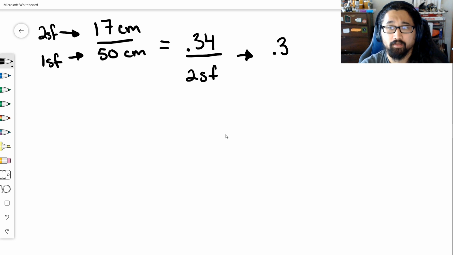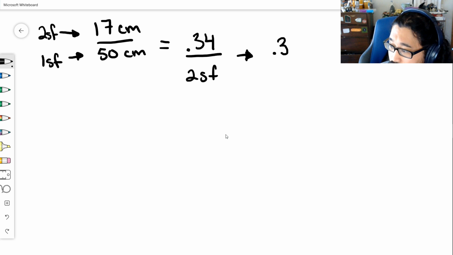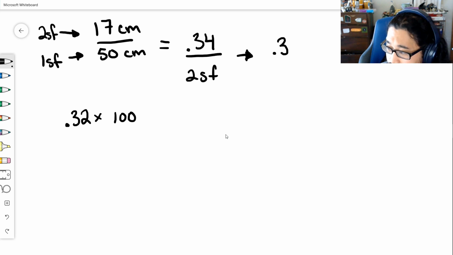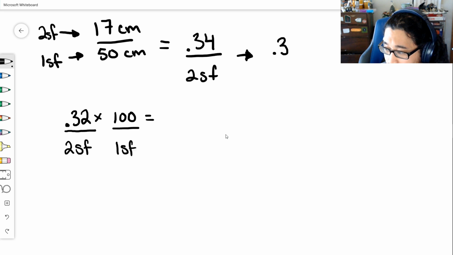The last example I'm going to do will show you what to do if you feel like you can't get to the correct number of sig figs. And the example that I'm going to do is 0.32 times 100. I'm going to leave units blank here because I'm more focused on the numbers. If I look at 0.32, you should find that there are 2 sig figs. If I look at the number 100, you should find that there's only 1 sig fig.